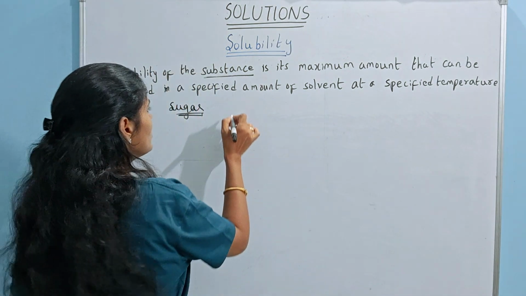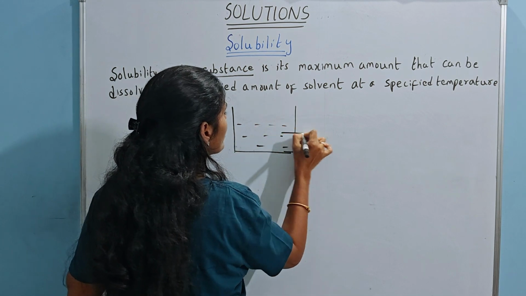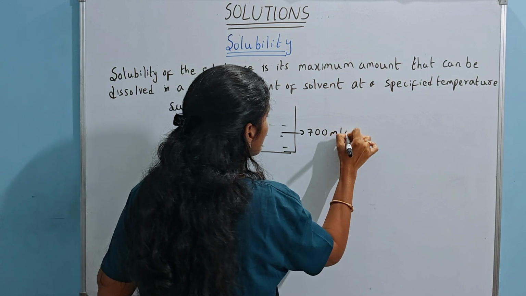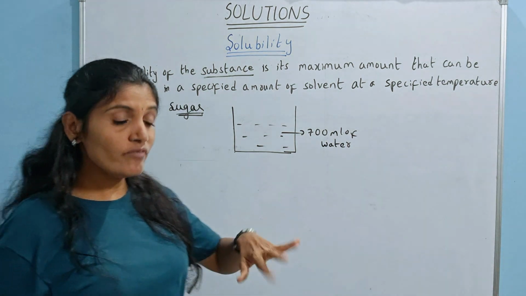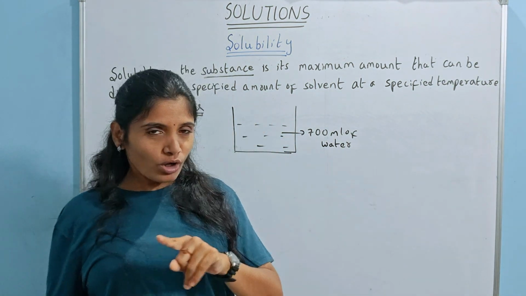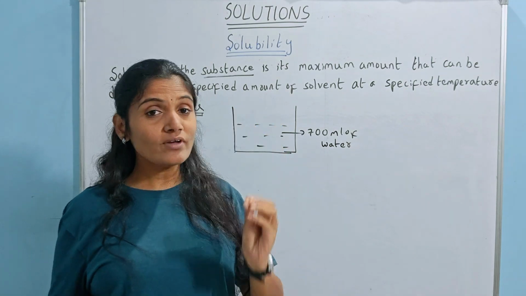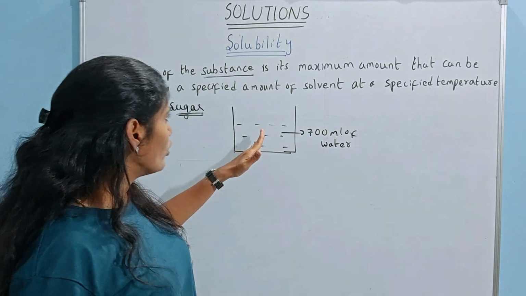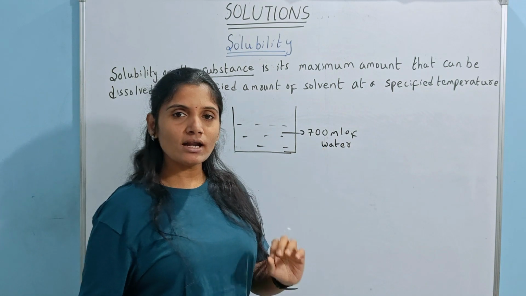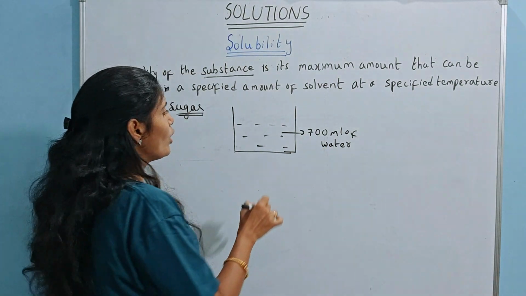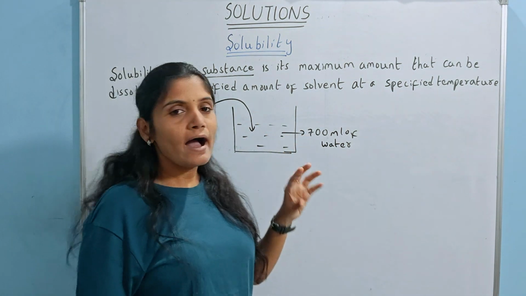Now what I will do is, I will take a glass, or a beaker. In this beaker, for example, imagine 700 ml of water. In this beaker, I have a specified amount of solvent. Here we have to specify the amount of solvent, because in this much amount of solvent, how much solute is soluble. That is the reason we have to be very clear about the amount of solvent and the temperature conditions, which we will see. Now I have taken 700 ml of water, and to this 700 ml of water, I will add sugar.